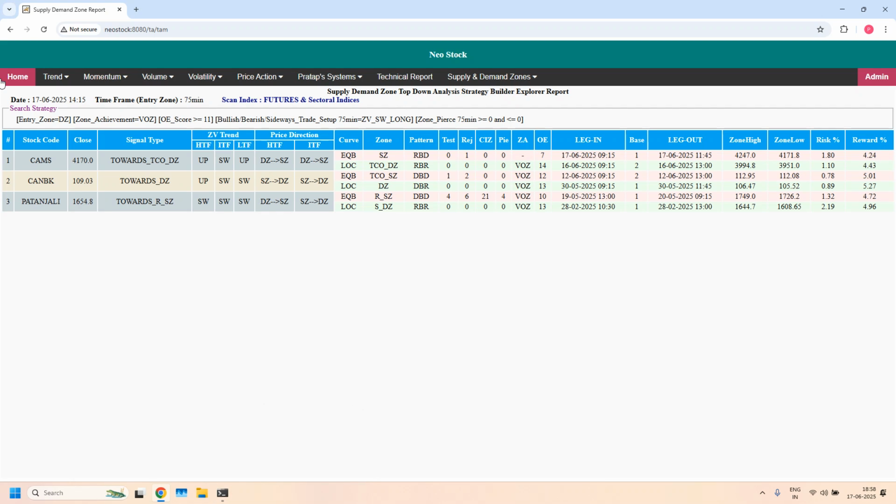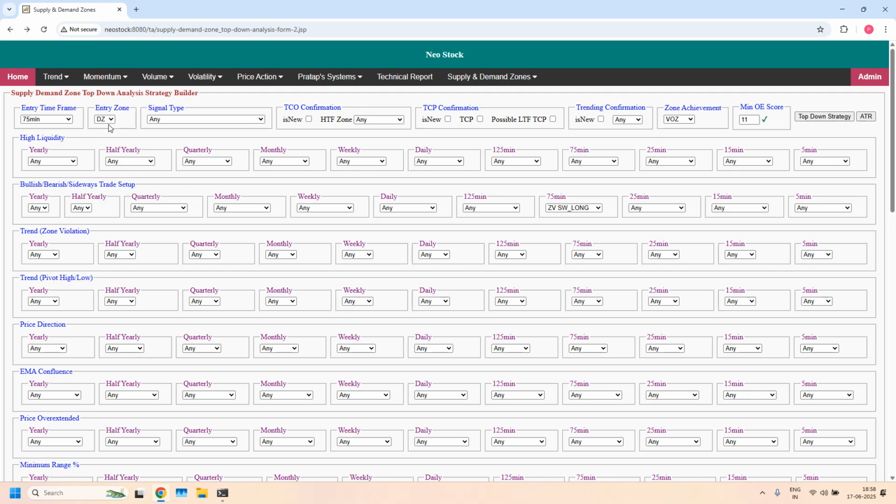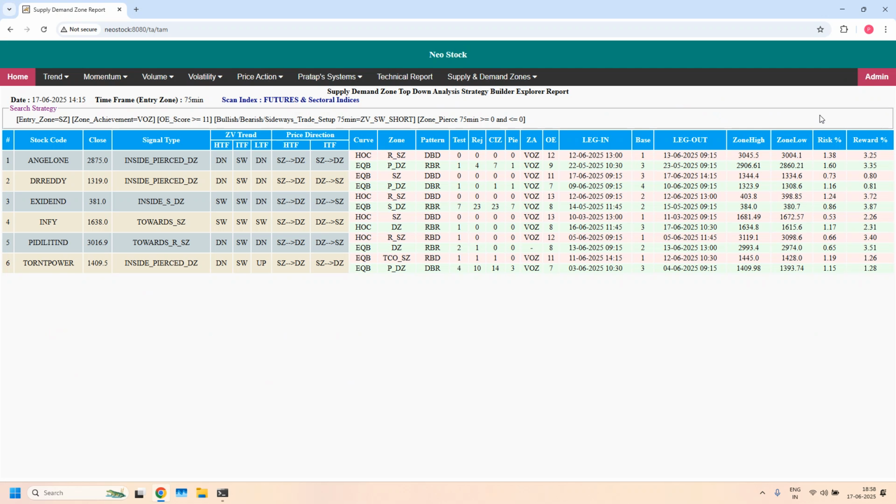Okay, next sideways short trade setup. The changes are 75 minutes supply zone. And also here sideways short trade setup. Now all the three filters are applied to 75 minutes supply zone. We got 6 stocks supporting sideways short trade setup. Entry time frame zones are 75 minutes supply zone. This is already tested once. This is also tested once.